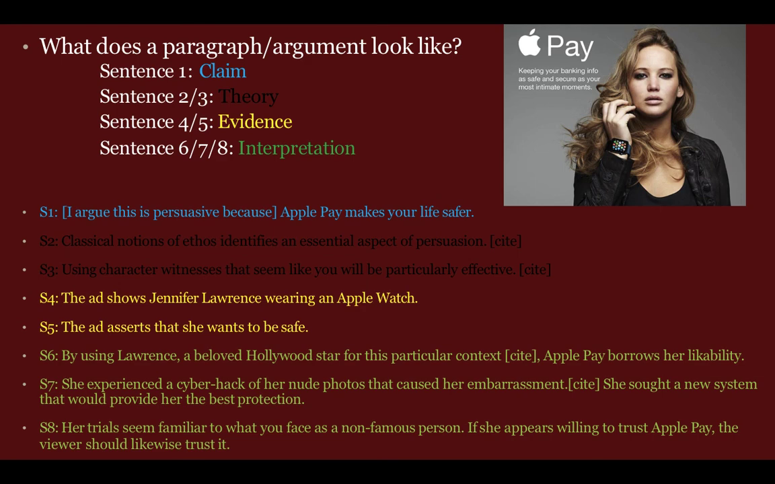Sentence 2 and 3 are the theories. Classical notions of ethos identifies an essential aspect of persuasion. So you have to have a citation after you make a statement like that. Using character witness that seem like you will be particularly effective. So that's your theory. What is the evidence? The ad shows Jennifer Lawrence wearing an Apple Watch. The ad asserts that she wants to be safe. Because if the Apple Watch is safe, you know, you can draw that conclusion like this young lady wants to be safe.